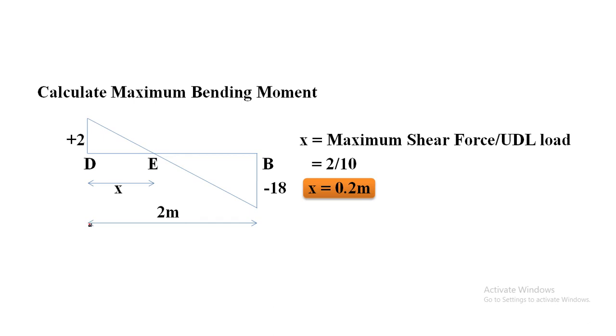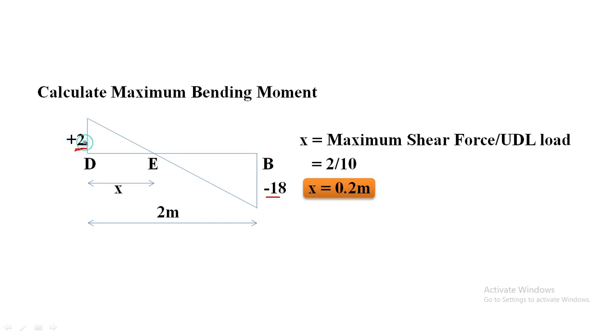Now we know the distance D to B is 2 meters. We don't know the D to E distance, so it is called X. So our first step is to calculate the value of X. For calculating X, the formula is X equals maximum shear force divided by UDL load. The maximum shear force here is the value of 2. This is a negative value, so it is the minimum value. This is a positive value, so it is the maximum value.